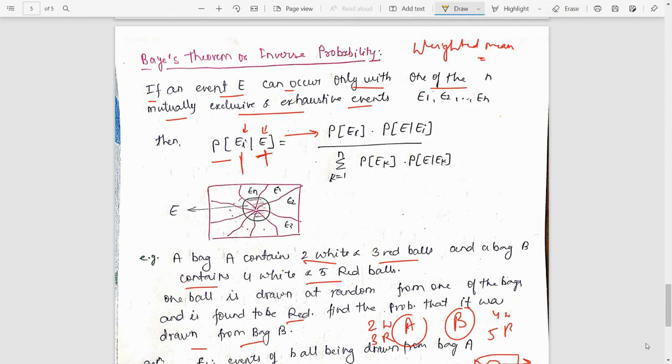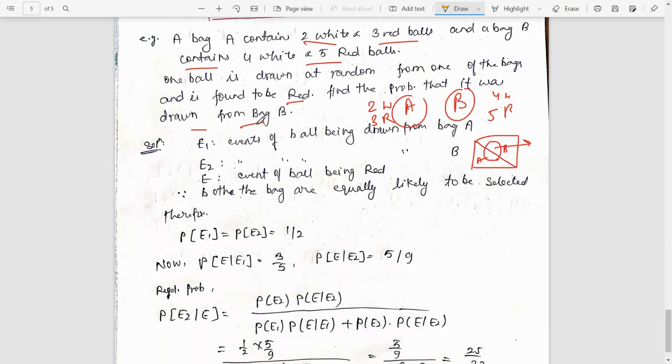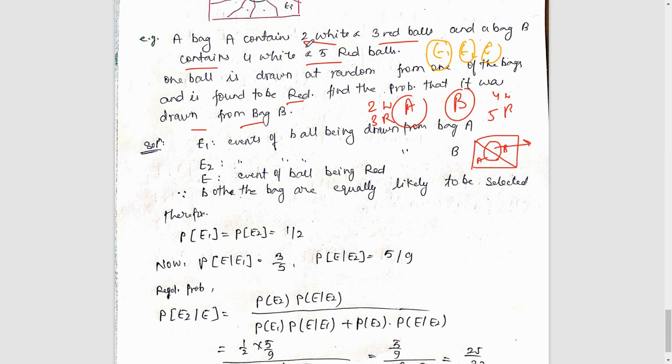Okay, to solve this question, the simple thing is that you have to identify your E1, E2, and E. There are contributions from E1 and E2, and there is some event E. If there were three parts, we would define E1, E2, E3, and so on, and only when you define all these can you calculate this probability. Here the bag A contains these balls, so we define E1 as the event of a ball being drawn from A, and E2 as the event of drawing a ball from B, and E is the event of drawing a red ball.